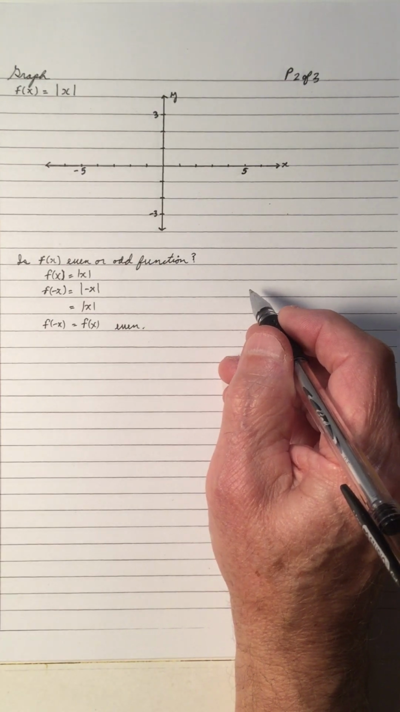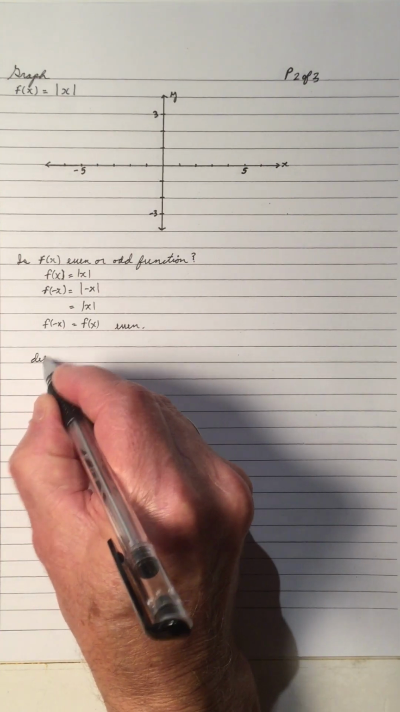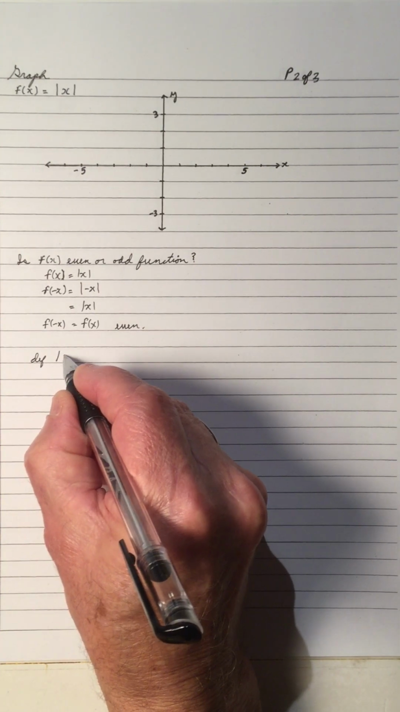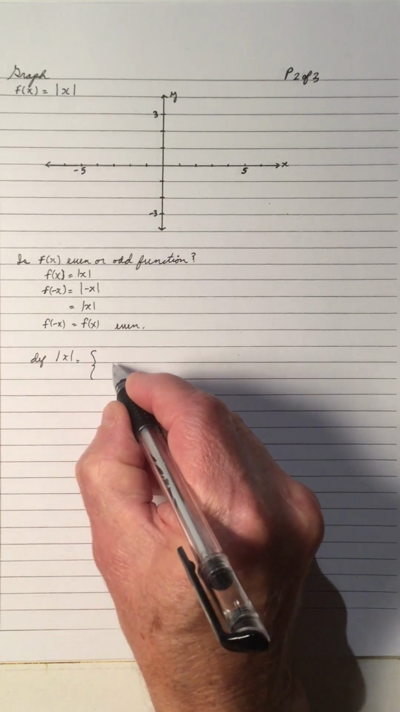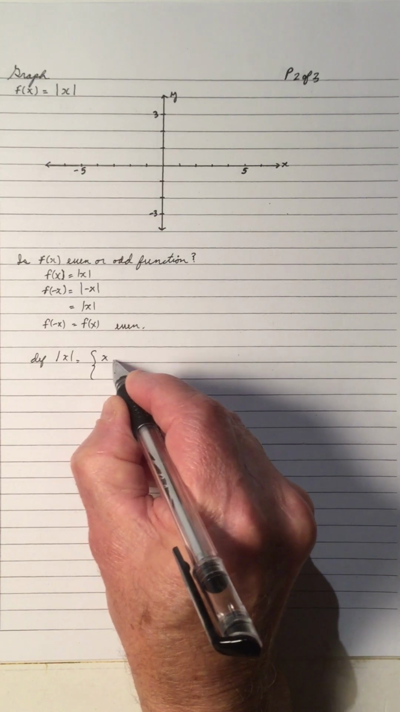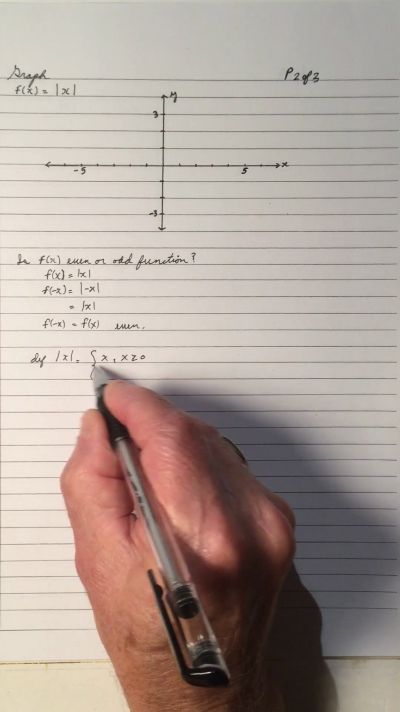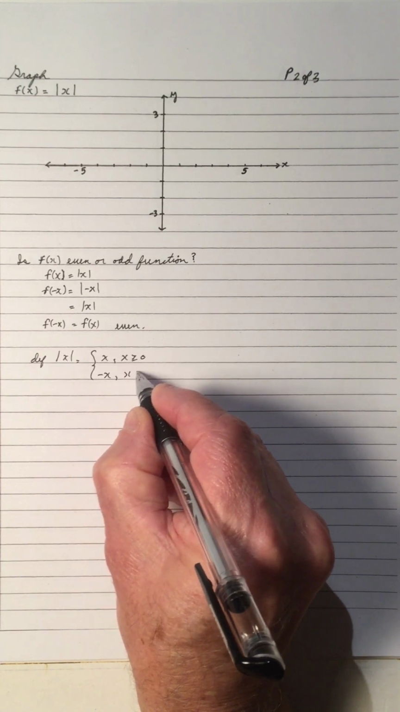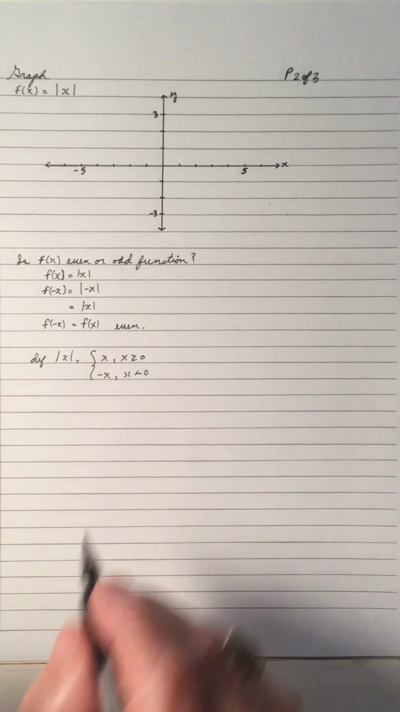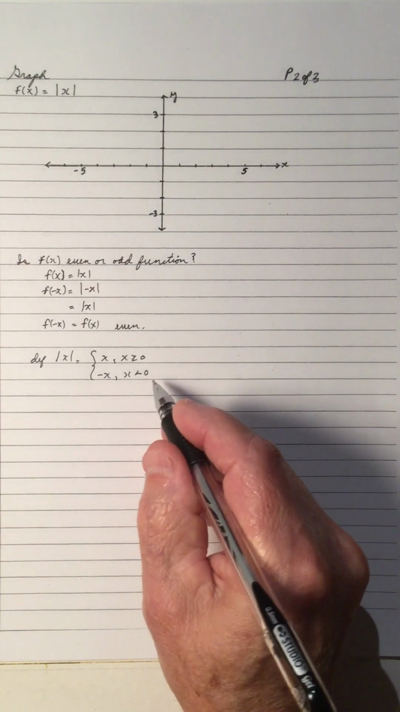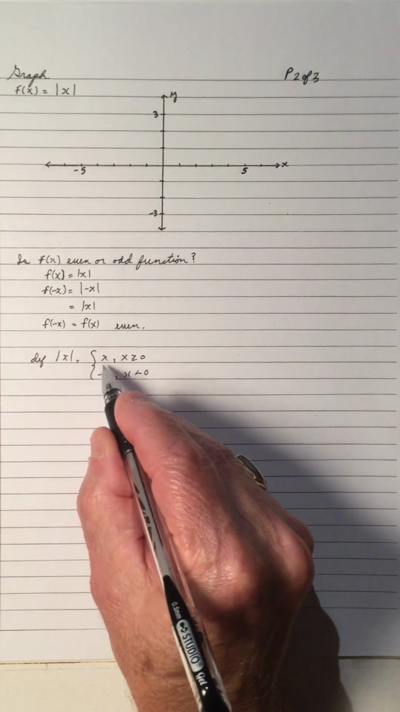Now, to look at that in terms of the graph, the definition of the absolute value function is in terms of a piecewise function. The absolute value of x is x if x is greater than or equal to 0, and the absolute value of x is negative x if x is less than 0. This is the official definition. We always say that the absolute value is always positive, but it's based on this definition.